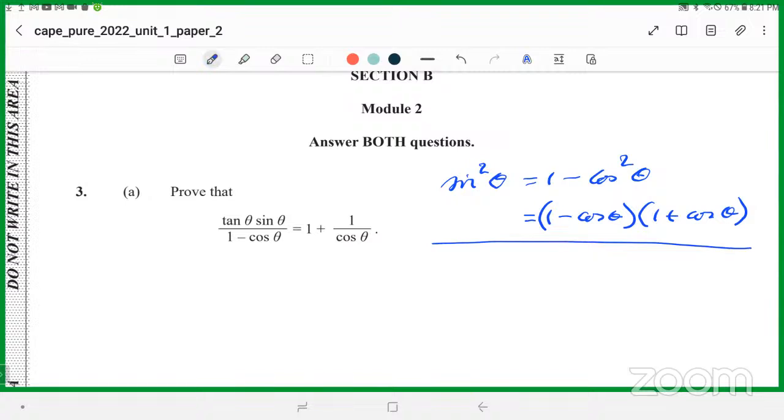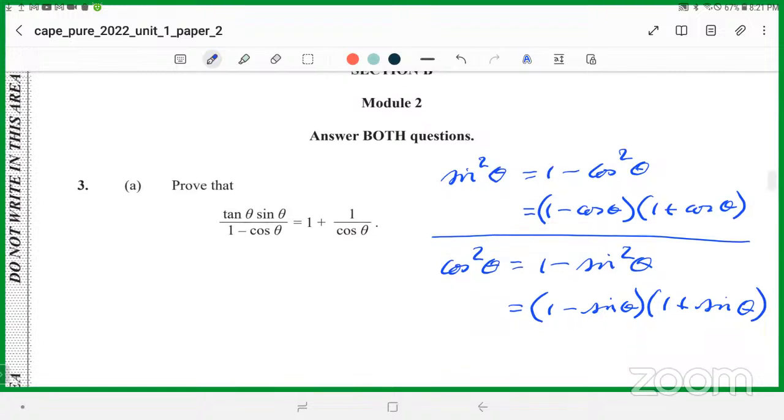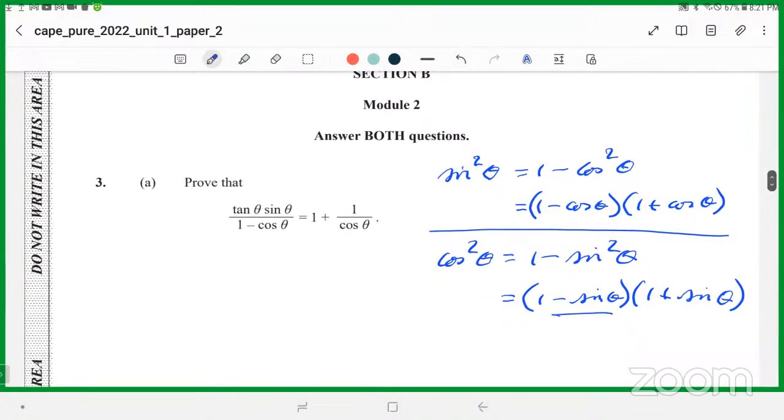Also for cos, cos squared theta is equal to 1 minus sine squared theta. This is the difference of two squares. So anytime I see 1 minus sine theta or 1 plus sine theta, I know that these are factors of cos squared, so I'm looking to use them. Let me give you some general hints again now.